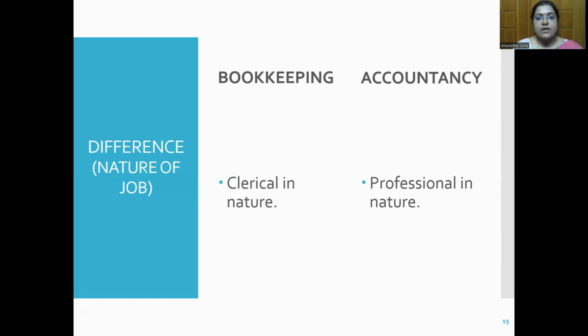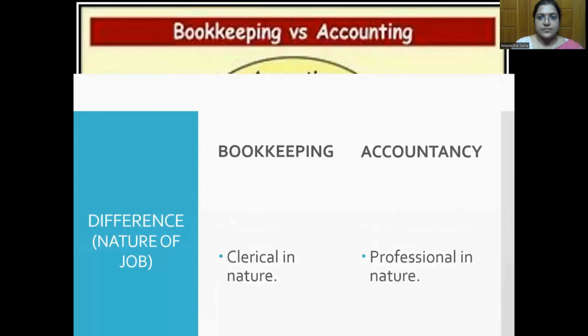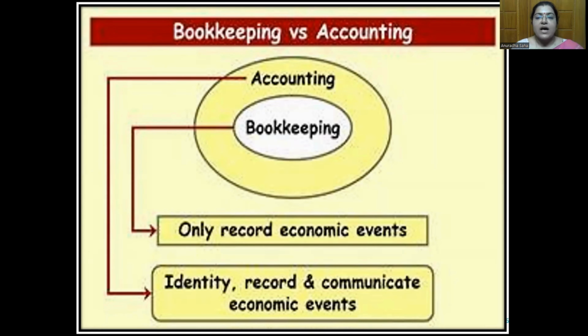Now, nature of job. Bookkeeping is a clerical job, clerical in nature, and accounting is professional in nature. To sum up, bookkeeping is the very initial part, a small subset of the entire set of accounting. Bookkeeping is only recording the economic events, while accounting is a broader part where identification, recording, and communicating of the economic events are done.